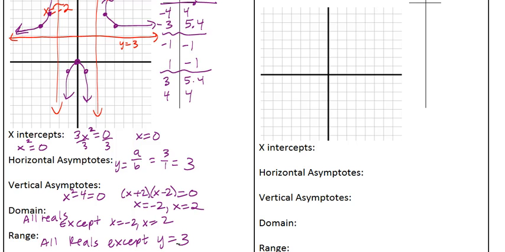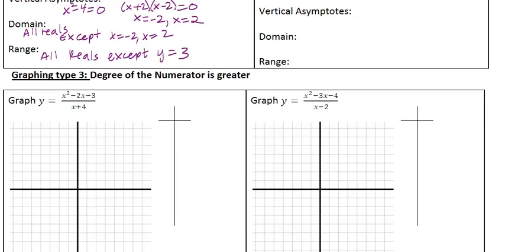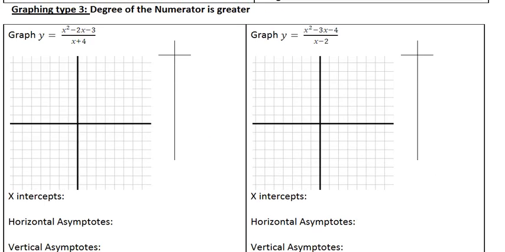Just for time's sake, I'm not going to do this second graph here. If you want to come in class and copy my notes and see how I did it, you can, or you could pause and try it on your own right now, your choice. I'm going to move right along though to this next type down here, and this is where the degree of the numerator is greater than the degree of the denominator. And I'm going to do this one right here on the right side.